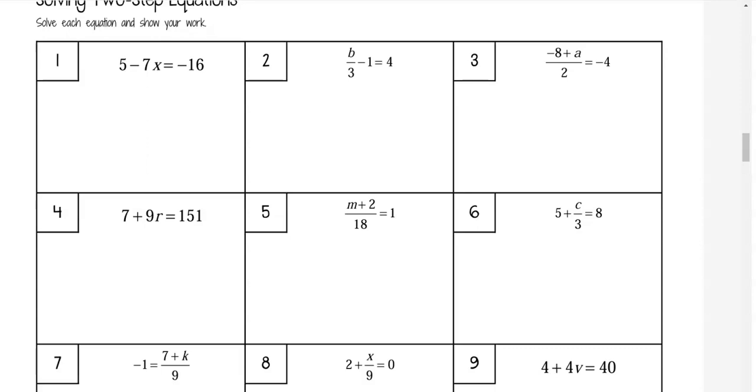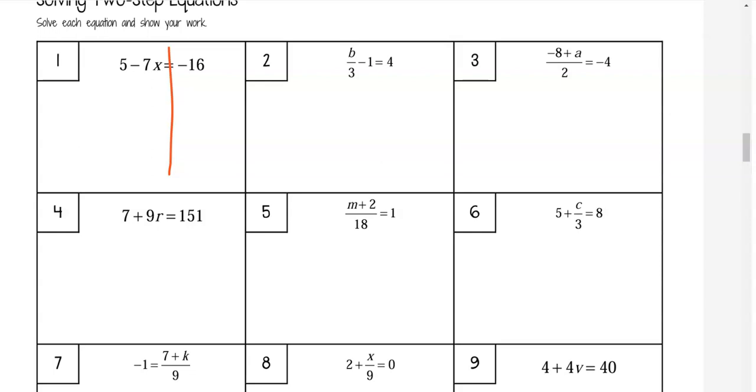All right, ladies and gentlemen, welcome to our first video to go over solving two-step equations. We are going to go ahead and solve the odds on this worksheet. You were expected to solve the evens, but I'm going to do the odds so that you can follow along and see some examples.